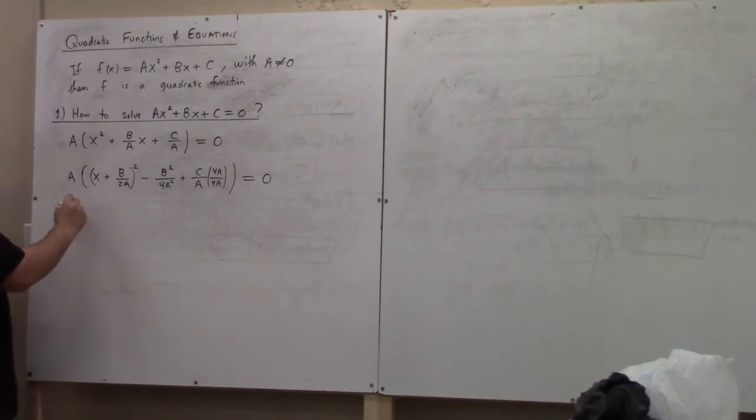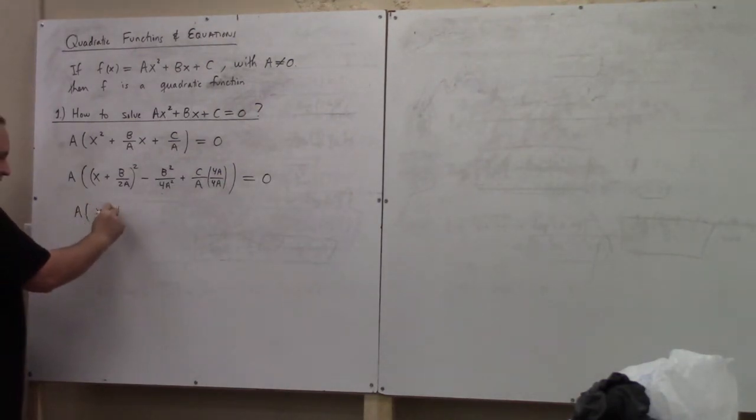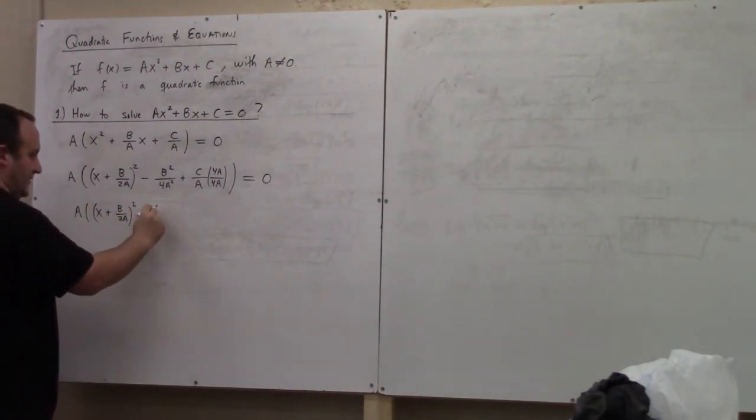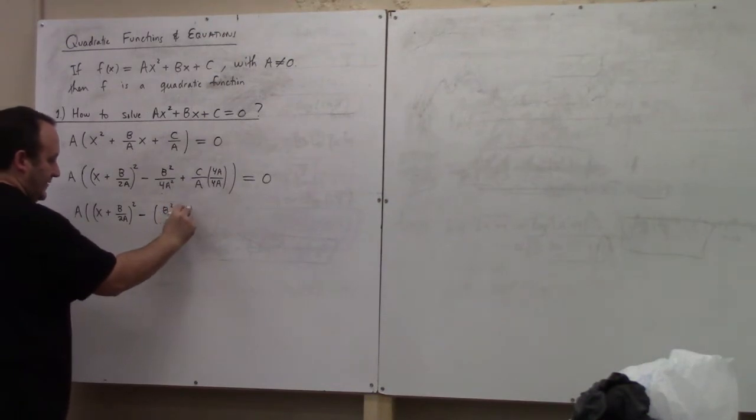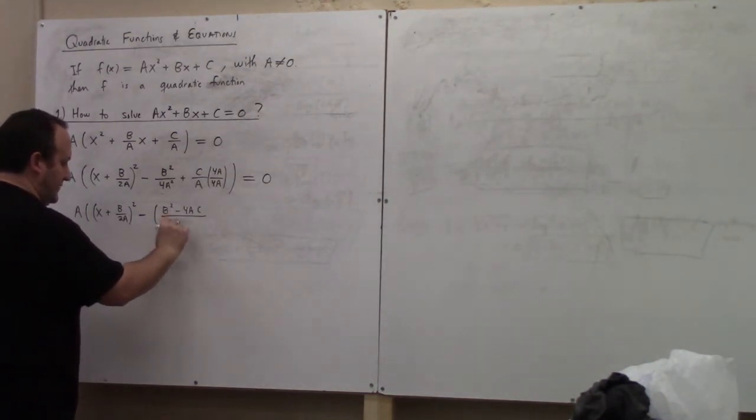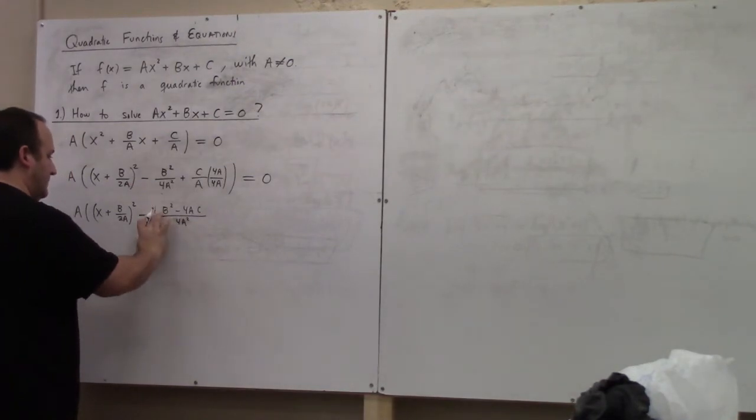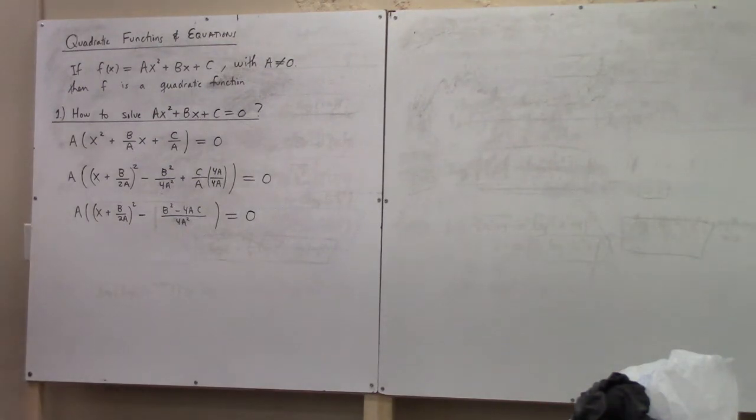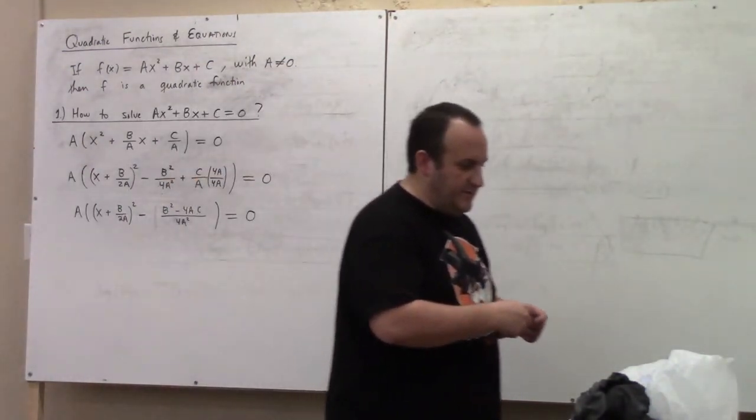So in short, this gives us a times x plus b over 2a squared minus, parentheses, b squared minus 4ac over 2a quantity squared. Or I'll just write it as 4a squared, fine. And if that's equal to 0, what can we do? Well, we could use our imagination and rewrite this as the square root of whatever's there squared, right?